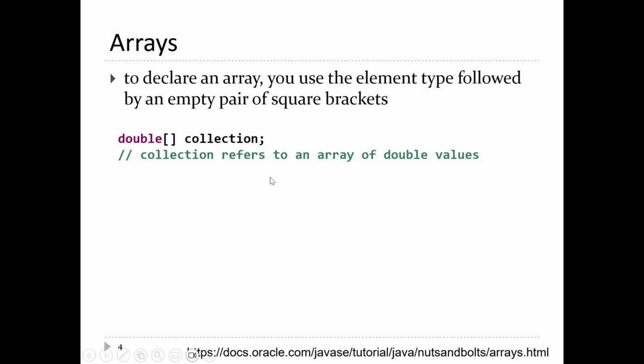Okay, so that line there says collection refers to an array of double values. What you have to remember in Java is that there's no array yet. All you have is a variable. So I've got a variable called collection. Eventually there will be an array that collection points at or refers to, but I don't have one yet. So I haven't made the array yet. So all I have is a variable.